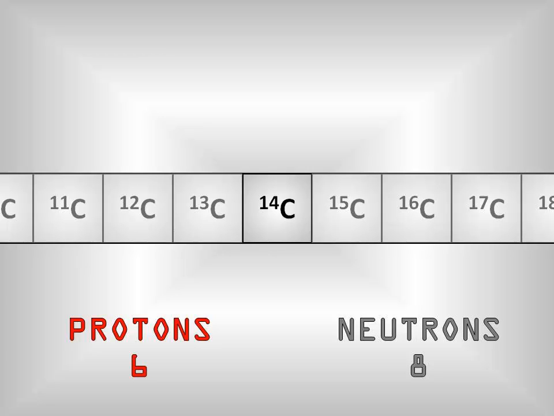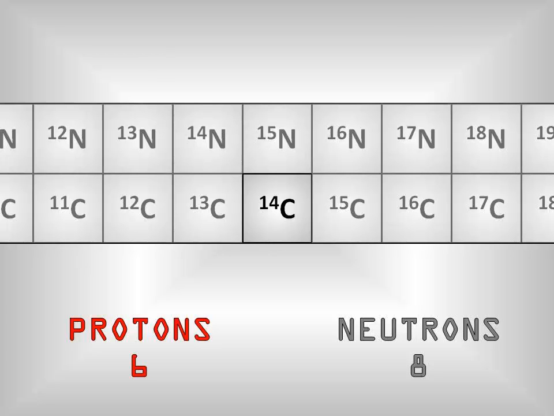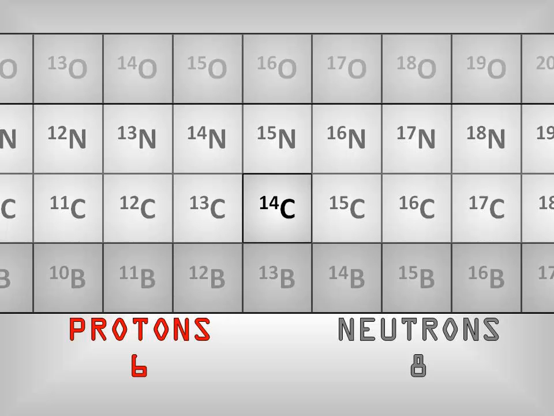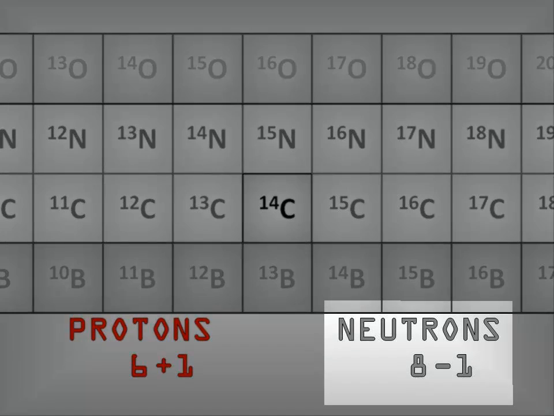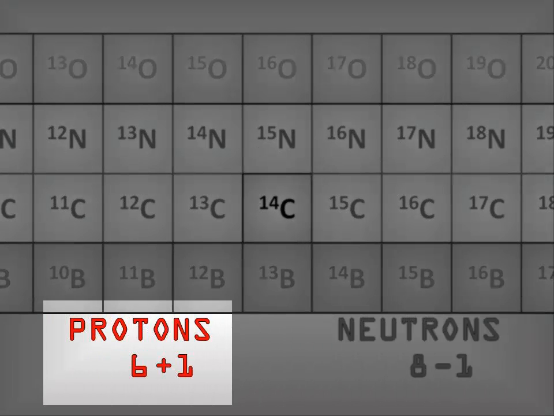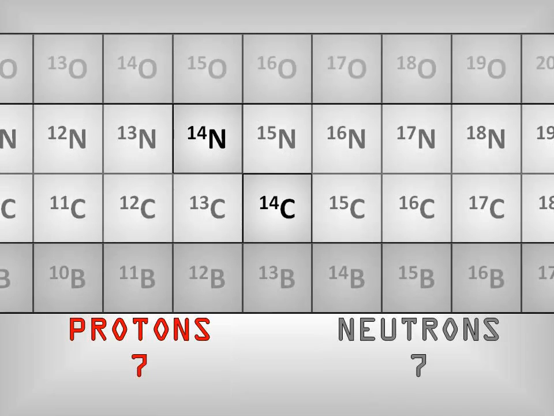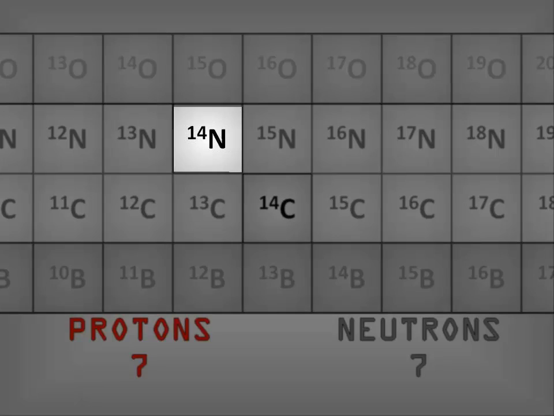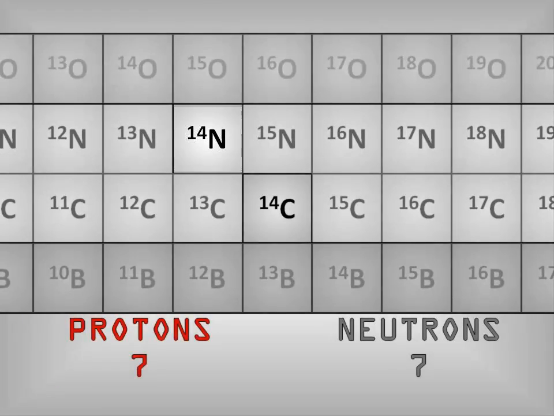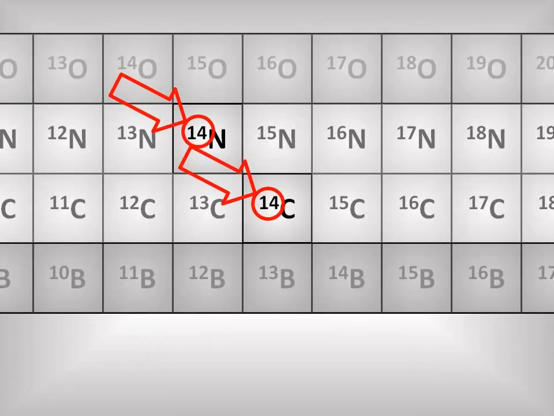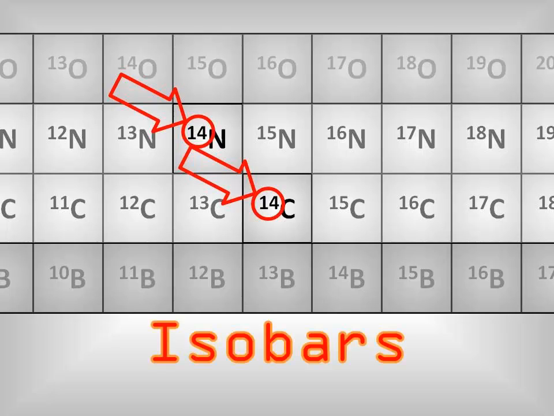Let's take a look at where carbon-14 sits in the chart of nuclides. Through beta-minus decay, this nucleus loses a neutron and gains a proton. This means there are now 7 protons and 7 neutrons, making this nucleus a nitrogen isotope. As carbon-14 and nitrogen-14 both have an atomic mass number of 14, they are referred to as isobars, meaning they have the same number of nucleons.